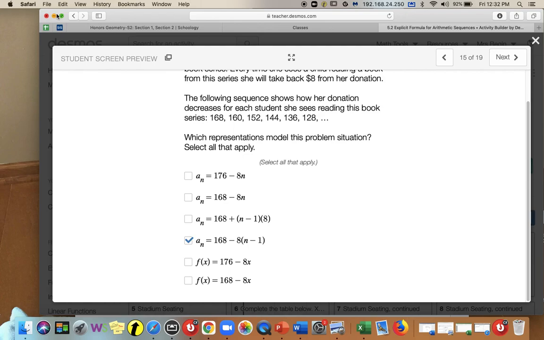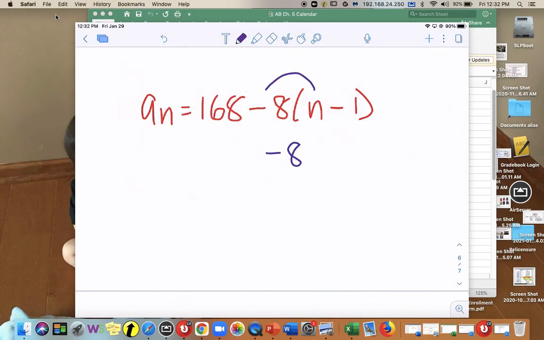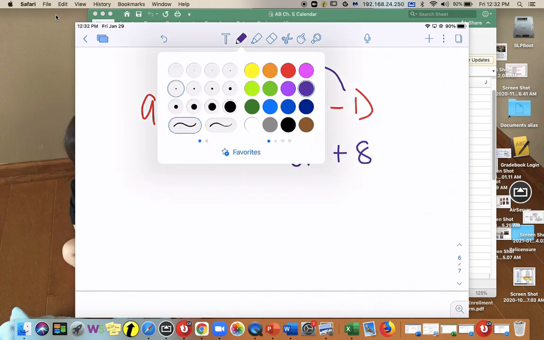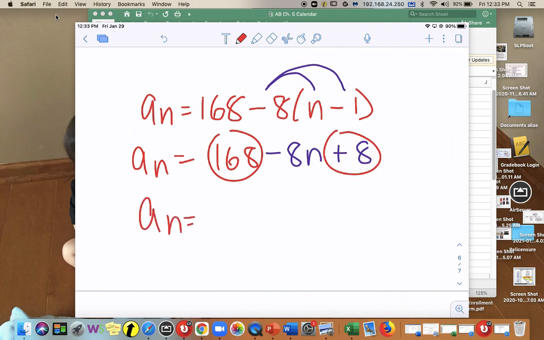Okay, so again, to simplify this, we can distribute. Negative 8 times n is negative 8n. Negative 8 times negative 1 is plus 8. And then we'll add that to the original part of the equation. So notice here, to find the first term, instead of subtracting 8, we will add 8. So 168 plus 8 will give us 176 minus 8n.